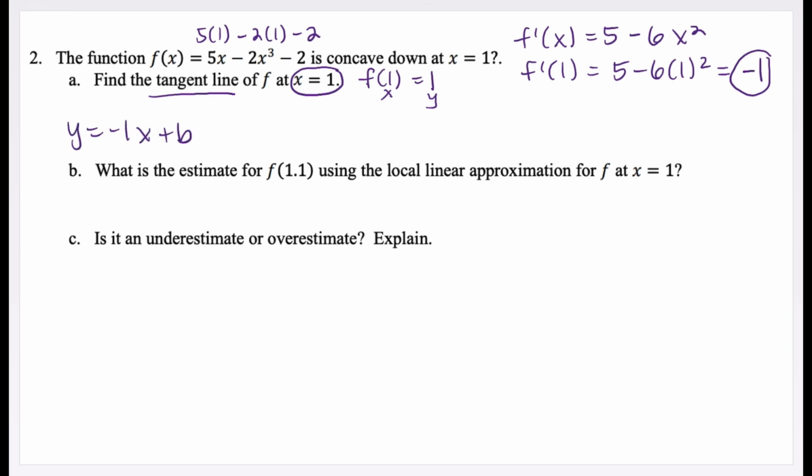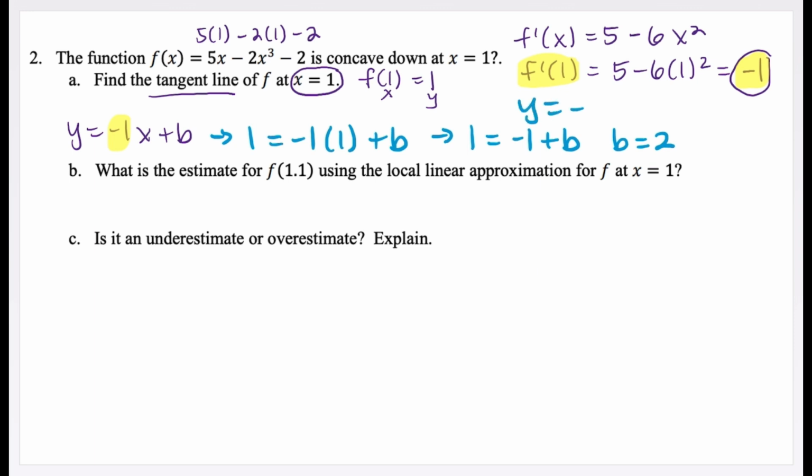That negative 1 came from the slope of the tangent line, which comes from the derivative. Then I'm going to go ahead and plug in my x and y, which are both 1. So I'll end up with 1 equals negative 1 times 1 plus b. 1 equals negative 1 plus b. So b is going to be 2. So that means the equation of my tangent line is y equals negative 1x plus 2. So that is the equation of the tangent line.